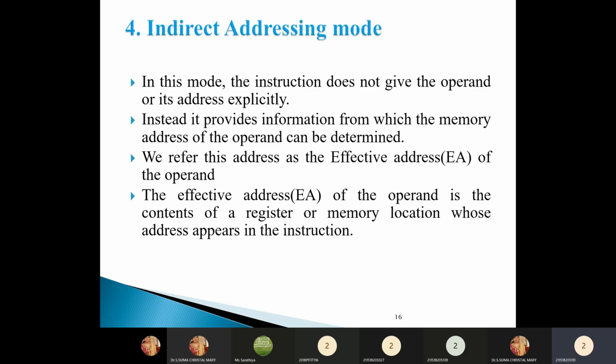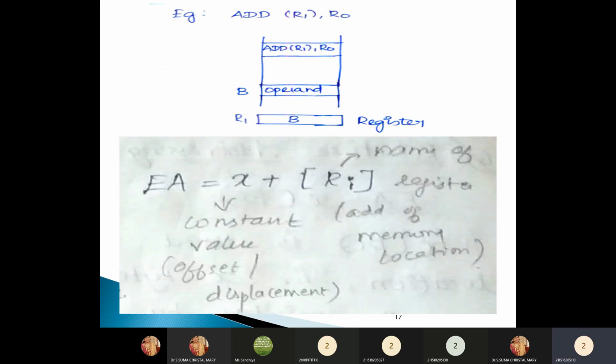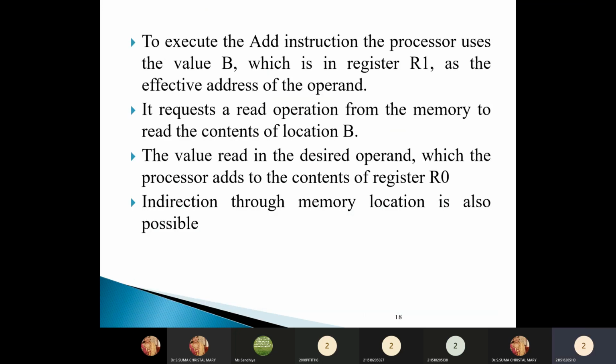And then next, memory indirect. In this mode, the effective address is in the memory and the corresponding memory address will be maintained in the address field of the instruction. Here, two memory references are required to access the data. Hope you understand this indirect addressing mode. Anyone have any doubt in this indirect addressing mode? So no doubt. Let's move on to the next slide.